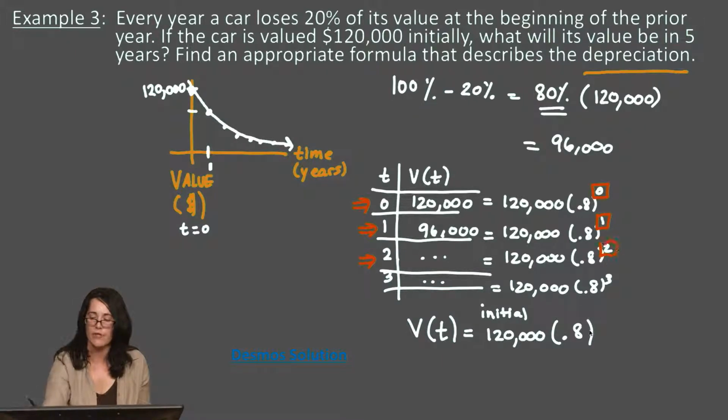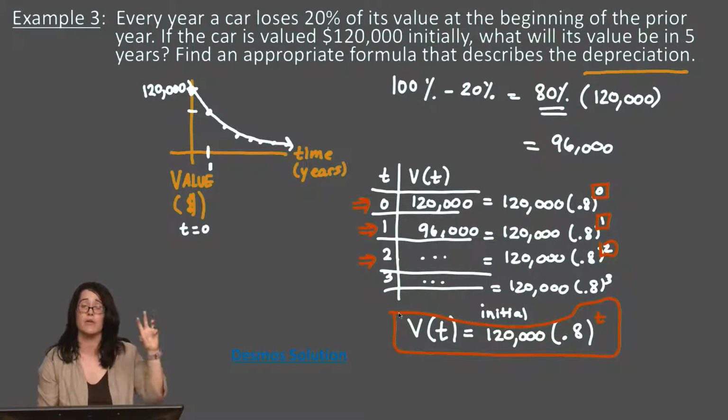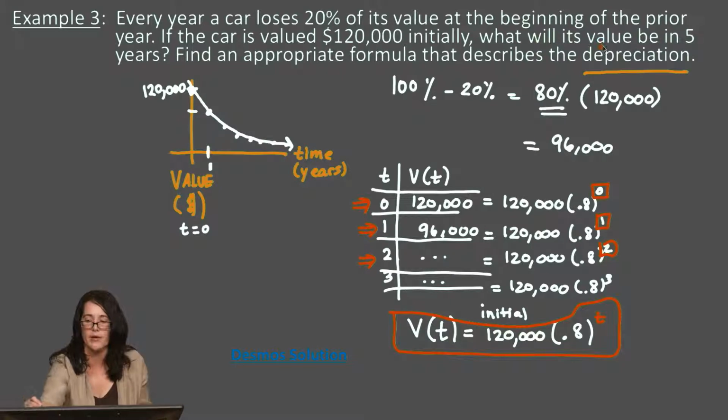So it turns out you could say this formula could be described as my value is the initial amount times 0.8 to whatever year I'm in. That's definitely a valid way of interpreting this. Now we could answer the question. They wanted us to find the value after 5 years. So we could simply say v of 5 using our model that we've created. 120,000 times 5 copies of 0.8 after 5 years have gone by.